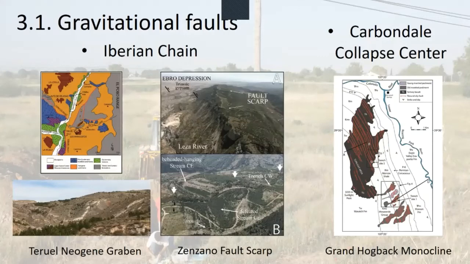The research works in which we have applied the trenching technique to the study of gravitational structures have been carried out in the Iberian Chain, northern Spain. Here we have evaluated normal faults related to the interstratal dissolution of the Triassic evaporites in the central sector of the Teruel Neogene Graben, and the Concud fault scarp located in the northern edge of the Camarena Massif, which constitutes the southern margin of the Ebro Tertiary Basin, and flexural slip faults related to the evaporite dissolution located in the Gran Hotbed monocline, where it forms the western margin of the Carbonel collapse center.